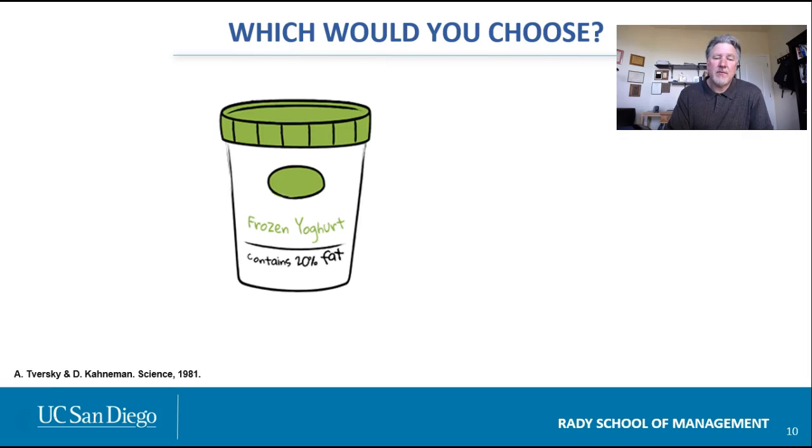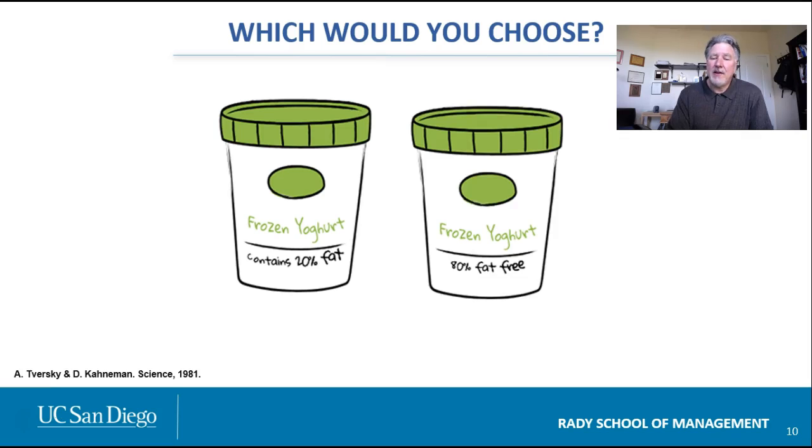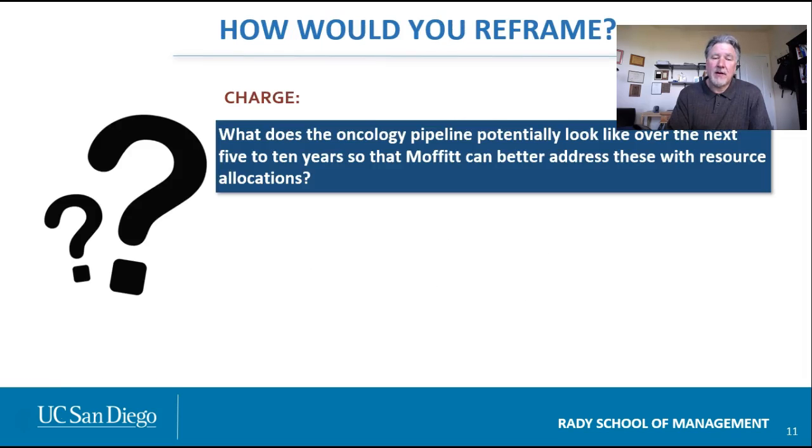So I have frozen yogurt: 20% fat or 80% fat free. And this is from Tversky and Kahneman, who've done a lot of psychological research, and this is from their key paper. And of course, we all would choose the fat-free frozen yogurt, but they're the same product. It's just how we tee it up, and that's very important in how we frame things.